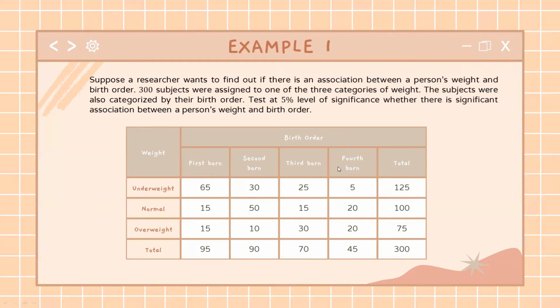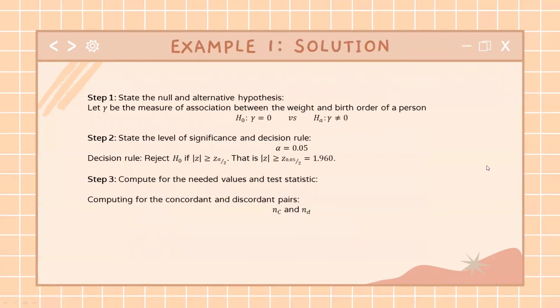300 subjects were assigned to one of the three categories of weight, which are underweight, normal, and overweight. The subjects were also categorized by their birth order. Test at 5% level of significance whether there is significant association between a person's weight and birth order. So we have a 3 by 4 contingency table with 3 rows and 4 columns.